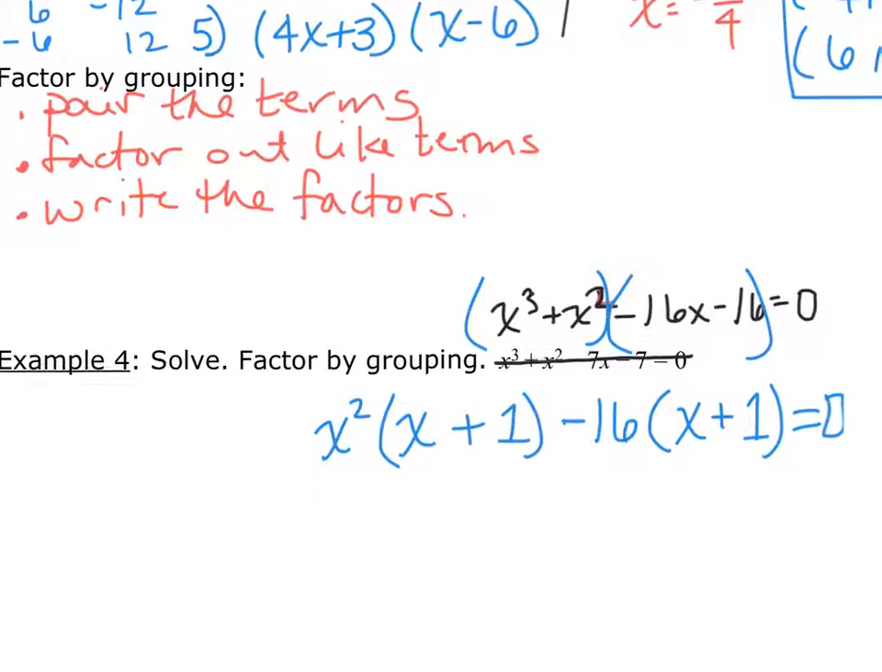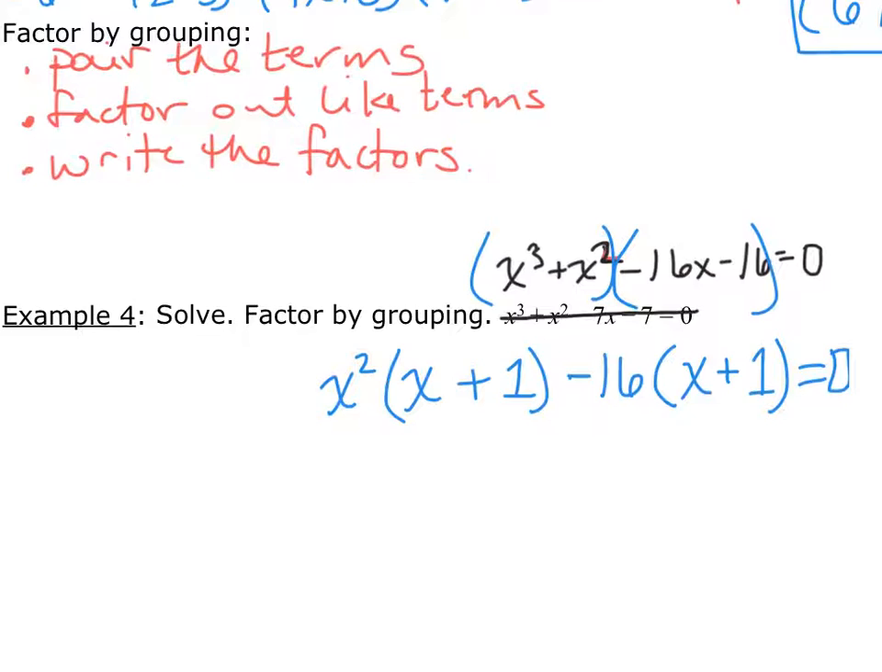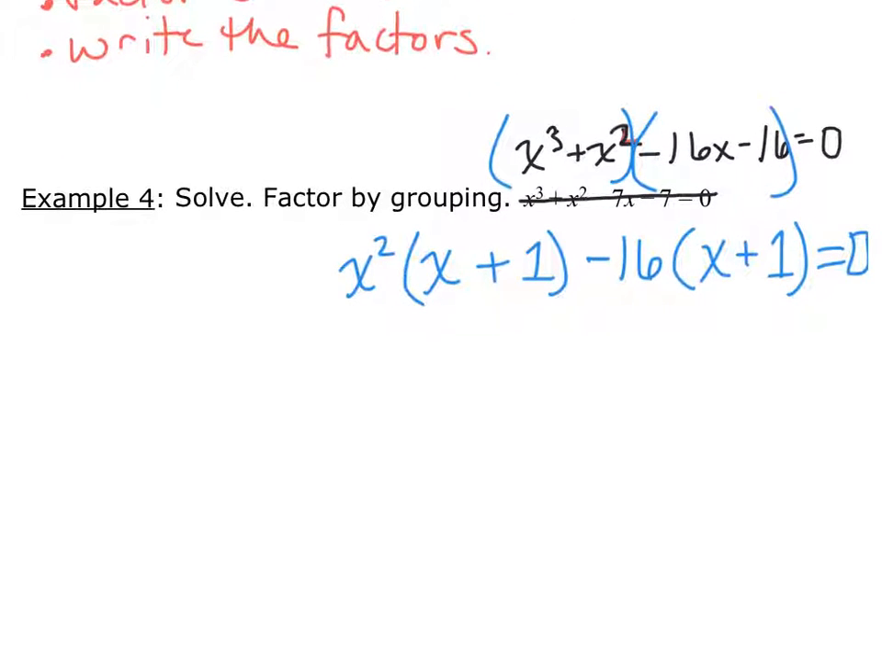I'll scooch this over so I can see better. There we go. We good? All right. So now, Xavier, do I have a matching pair of binomials? Yeah, so that's one of my factors, x plus 1. And my other factor is going to be x squared minus 16.